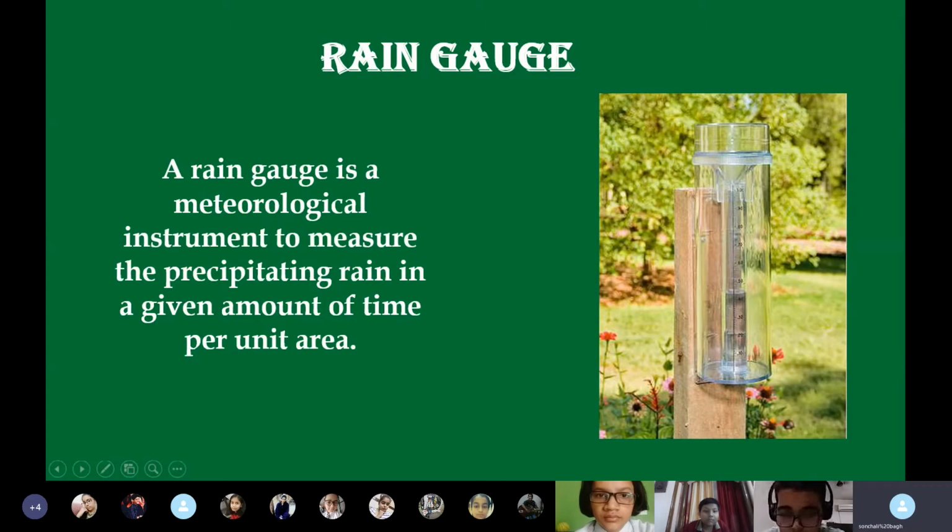The rain gauge is a meteorological instrument used to measure the precipitating rain in a given amount of time per unit area. See, precipitating rain means it can be in the form of snow, it can be in the form of hailstorms. So, the rain can be in any form. Understood the term precipitating rain? Any confusion? No, ma'am. Okay, let's move ahead.